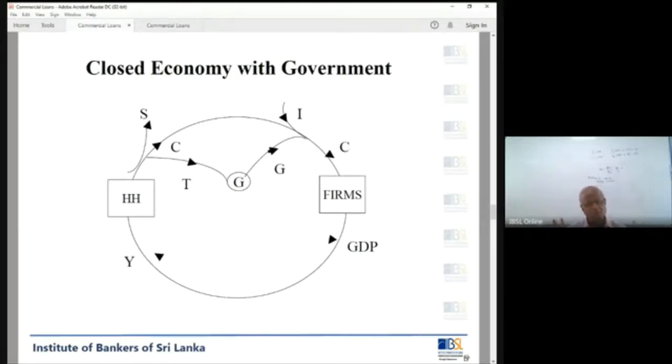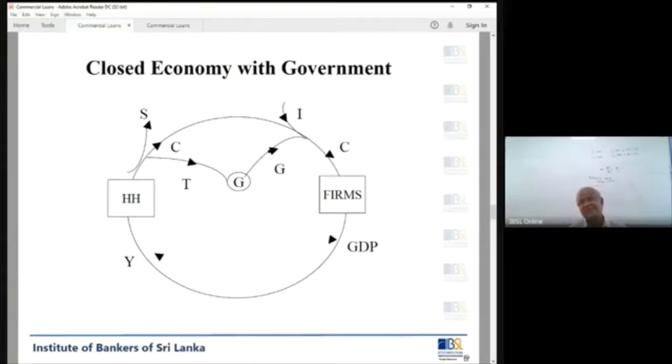When government is introduced, what are the changes? In this basic model, government demands goods and services, G, from the firms. They need buildings for the schools, buildings for the hospitals, infrastructure development, road development. For that, they need goods and services: engineer services, doctor services, then some other physical goods, chairs, tables, hospital beds. G represents the government demand for goods and services.